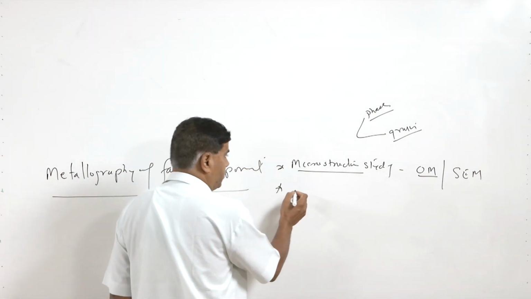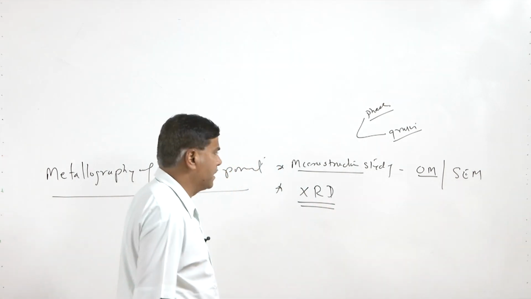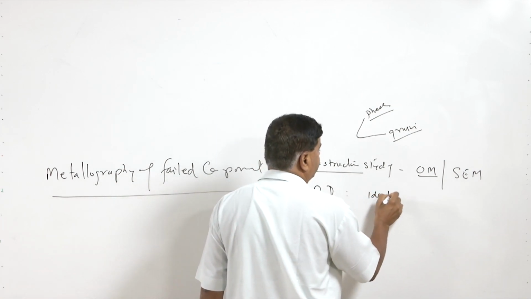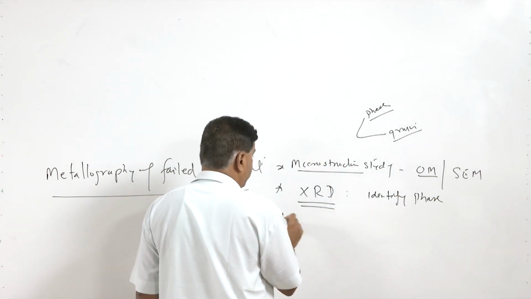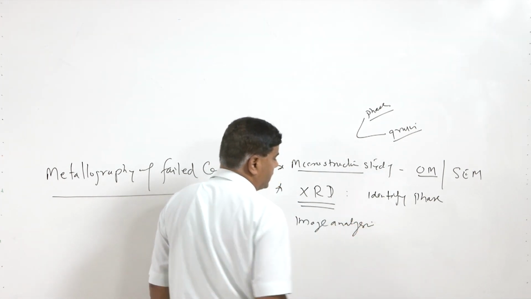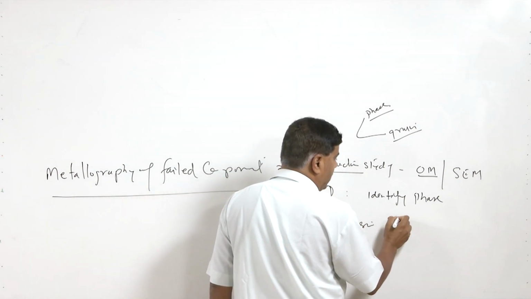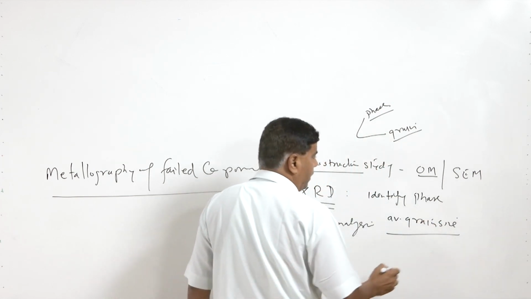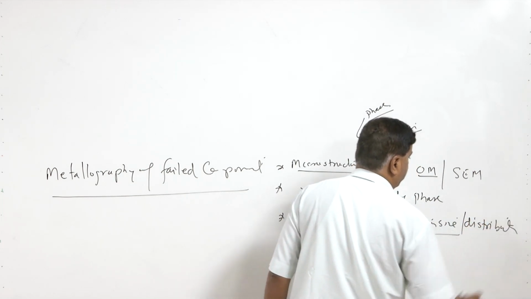For phase analysis, we need to carry out the XRD analysis. This is another aspect we will be taking up separately, which helps to identify the phases present in the metal. Then image analysis is carried out basically for 2-3 purposes, like the average grain size. This is one aspect, and the distribution of the grains also can be obtained.